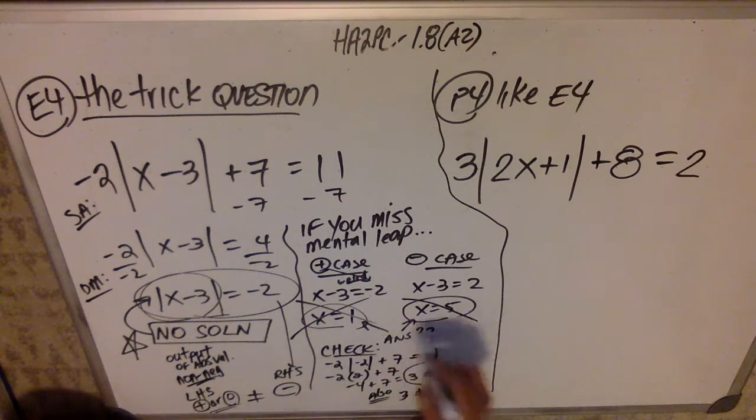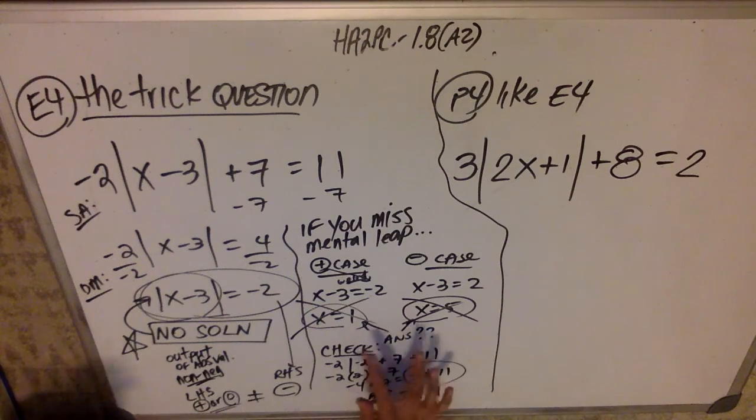So the trick is that if you miss the mental leap, you might come up with 2 answers, and they might be wrong, because if you had actually plugged them into check, they don't mathematically work. So if you're ever not sure, it's not a bad idea to check your work. I never make you check your work. But if you're not sure, you can check every single answer. I don't think that's the best use of your time.